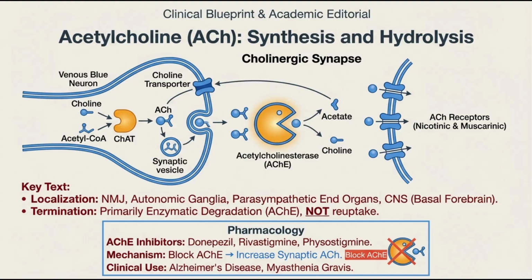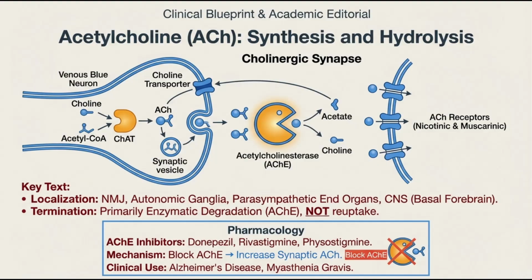the synapse. And the visual shows the enzyme responsible, acetylcholinesterase, or AChE, just floating in the cleft. And it is an astonishingly efficient enzyme. It has one of the highest turnover numbers known in biology. It can chop up a molecule of acetylcholine into choline and acetate in a fraction of a millisecond. It is a molecular Pac-Man.